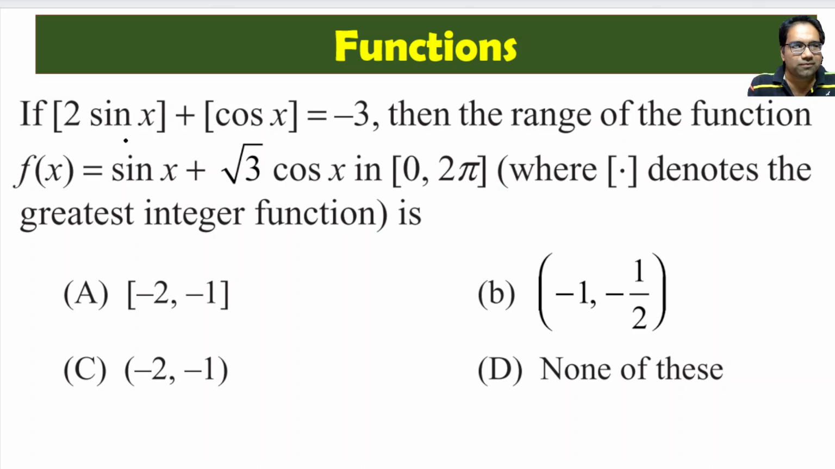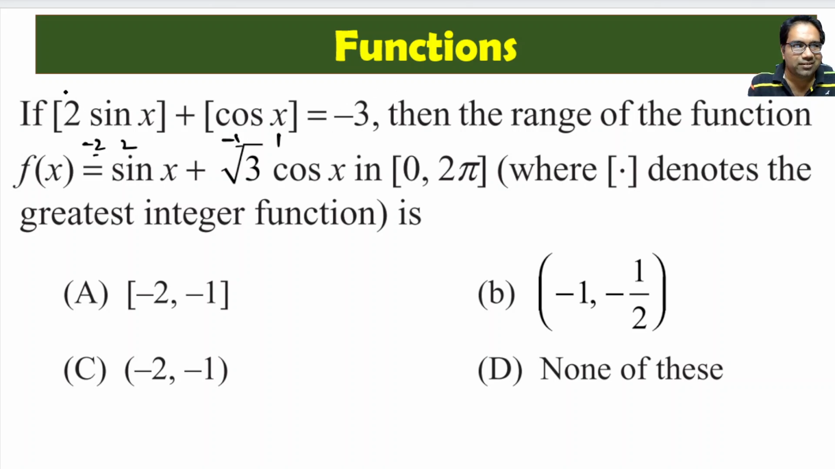So the lowest point of this is minus 2. So this ranges from minus 2 to 2. This ranges from minus 1 to 1. And the sum is minus 3. What does that mean? This one has to be at that lowest point. This one has to be at that lowest point. Then only the sum is minus 3.